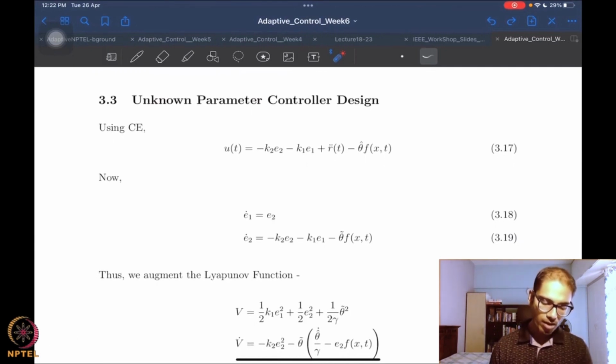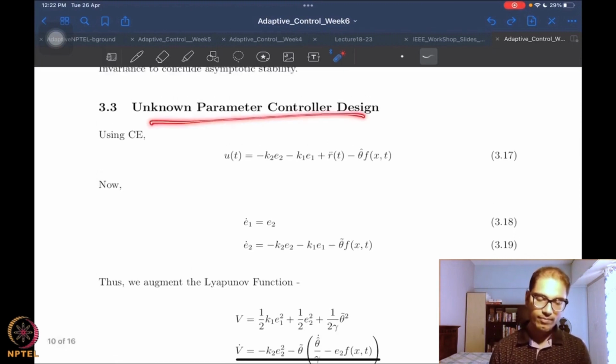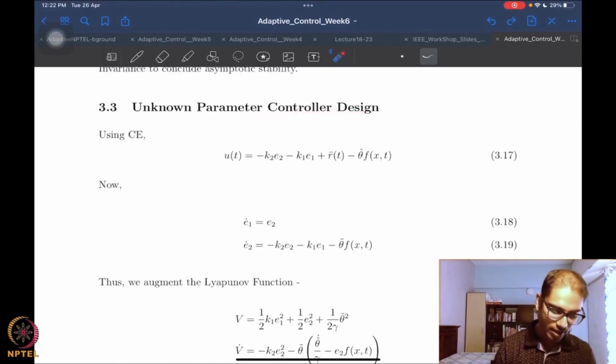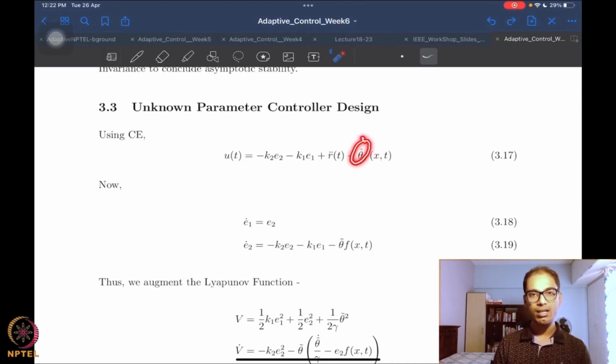So now we want to do the unknown case. Okay. So what is it? We use the certainty equivalence principle, as is mentioned here. CE is the certainty equivalence principle. What does it say? Keep the same control structure and replace the unknown parameter with its estimate. That's exactly what we've done. All other terms are the same. The only change is in this term, where we had theta star earlier, and now we have a theta hat. All right. And of course, we will prescribe an update law for this subsequently.